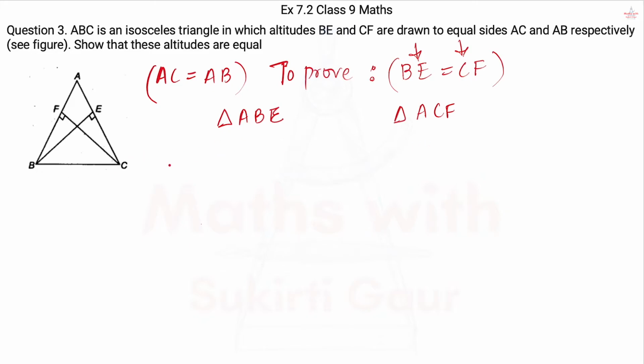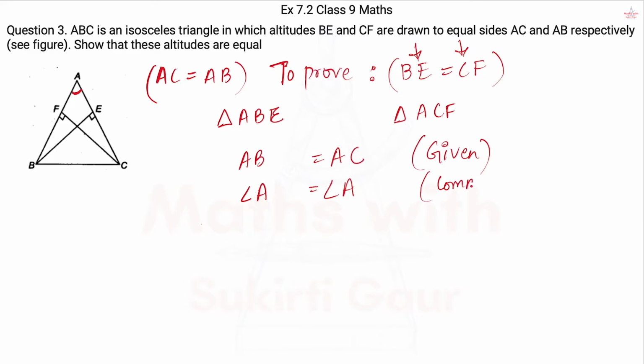So the first thing I can see here, which is common in between, is sides AB equals to AC, which is given. Another thing which is common in between is angle A, which is common to both of the triangles. You can see here ACF, A is coming, ABE, angle A is coming. So angle A is common angle, here common angle.